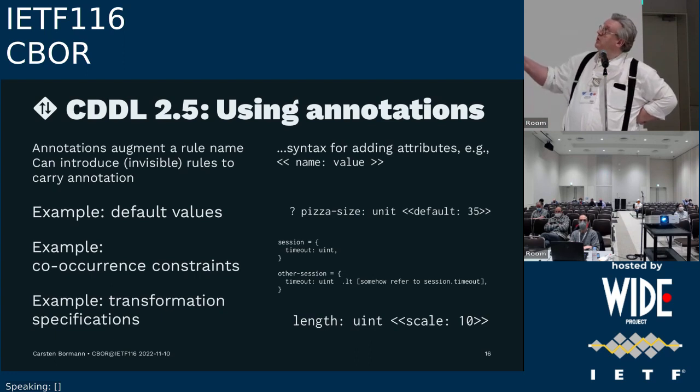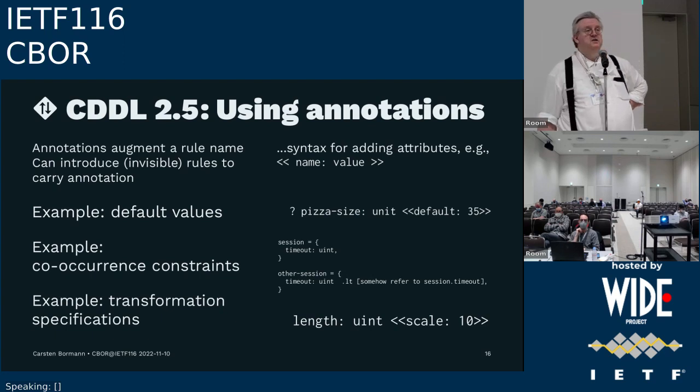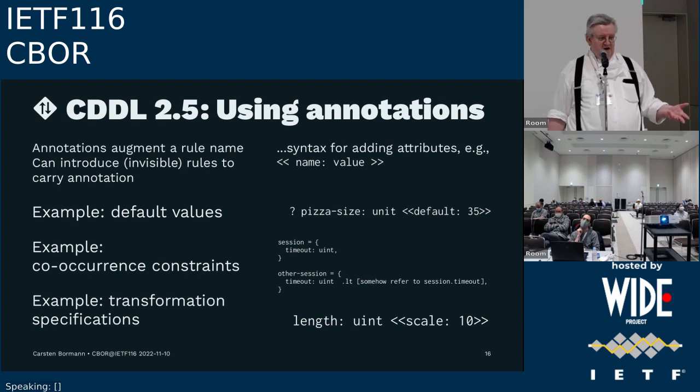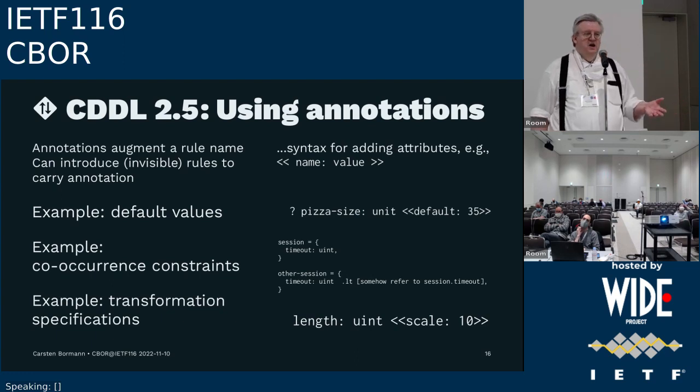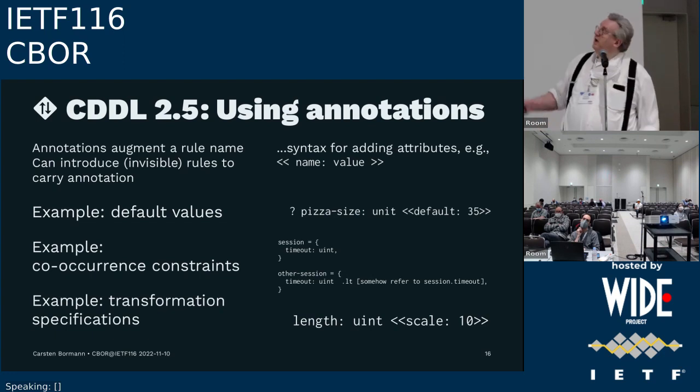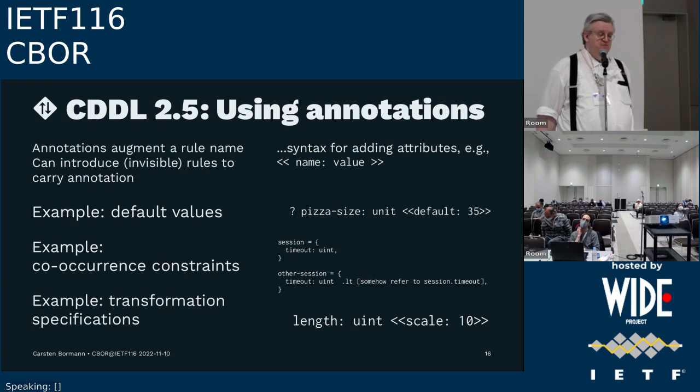Another example would be a co-occurrence constraint. So we have a data structure that has two related data items, and there are some constraints. For instance, the timeout for other session needs to be less than the timeout for session. And right now, there's no way to say this. And with the annotation mechanism, we would have a way to point to that session over there and extract the number. And I'll come to how to do this in a second.